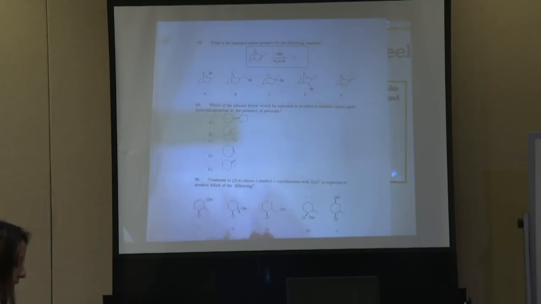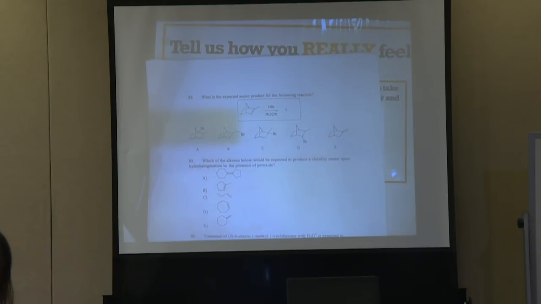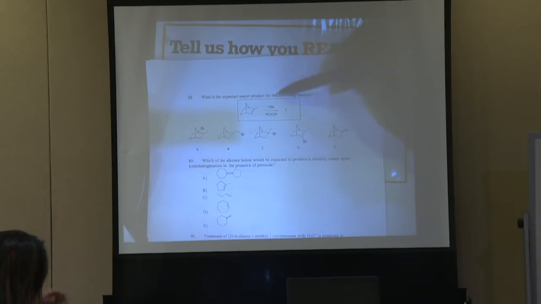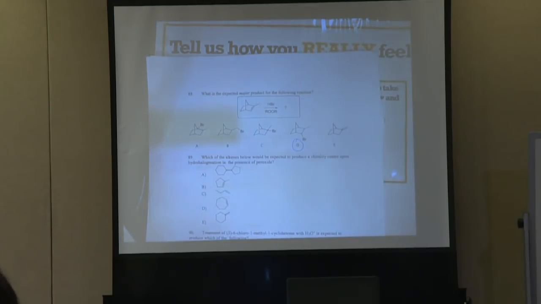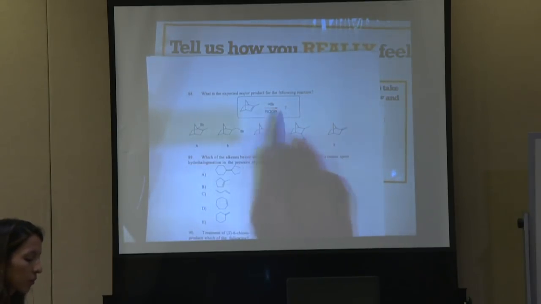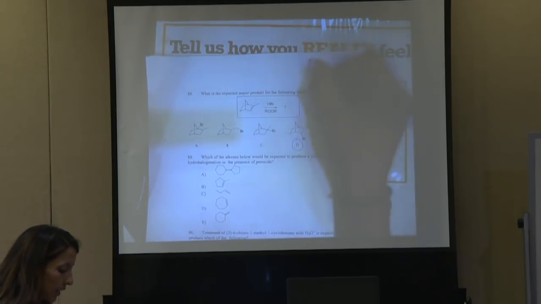Okay. 88. Who got to the radicals chapter in your class? You got to it? Okay, cool, so let's do it. What is the expected major product for the following reaction? D. Why? Right, awesome. So we have HBr, but because we have the peroxides, it's an anti-Markovnikov addition.